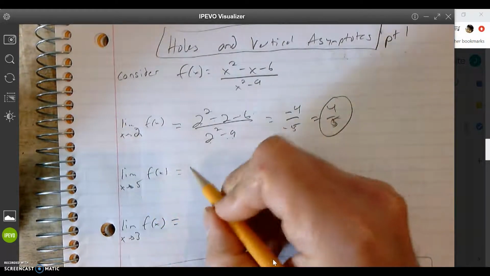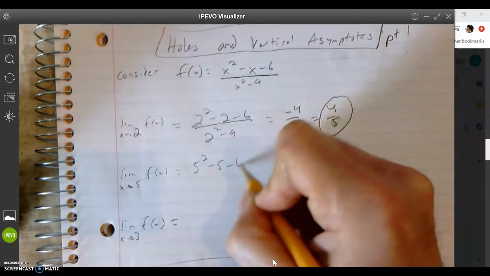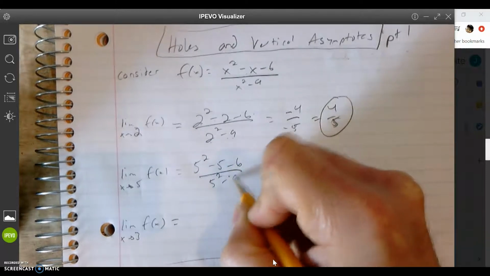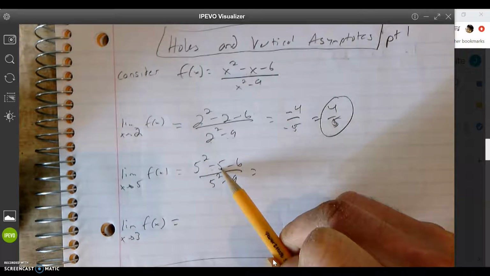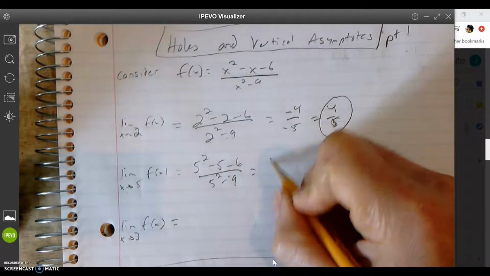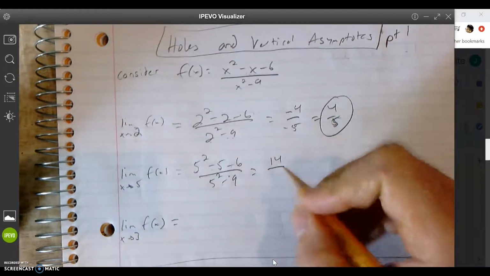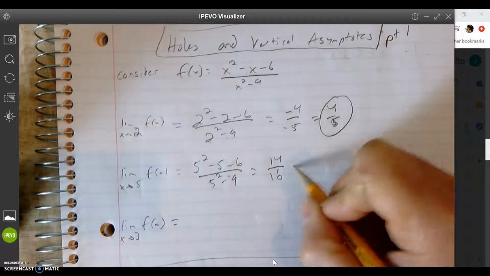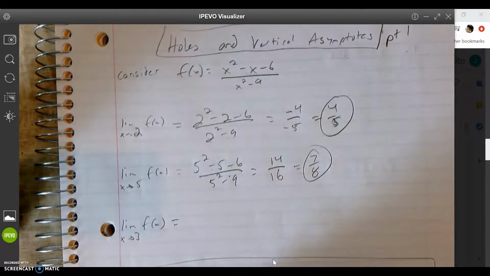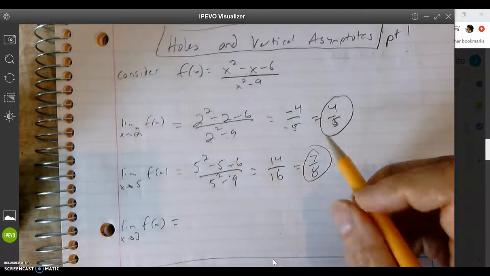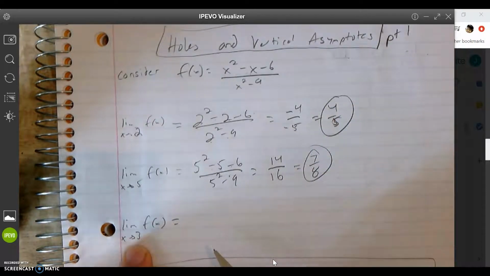Limit as x approaches 5 of f of x. Alright, so plug in 5 here. 5 squared minus 5 minus 6 over 5 squared minus 9. So that's going to be 25 minus 5, which is 20. 20 minus 6 is 14. Boom. 25 minus 9, which is 16. Divide those by 2, and you have 7/8. Cool. So we have two very obvious y values as we approach from both directions. Well, what happens when we put in 3 now?